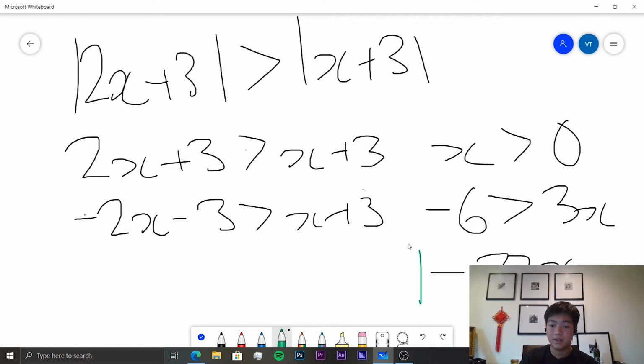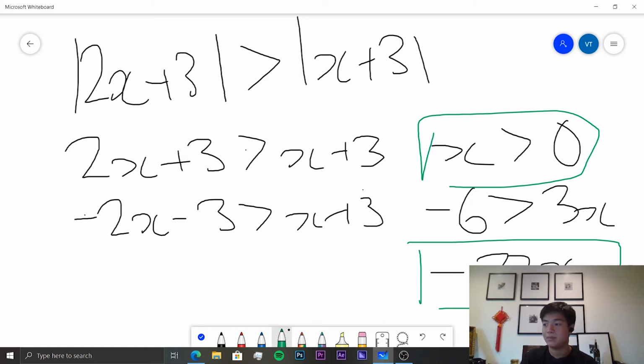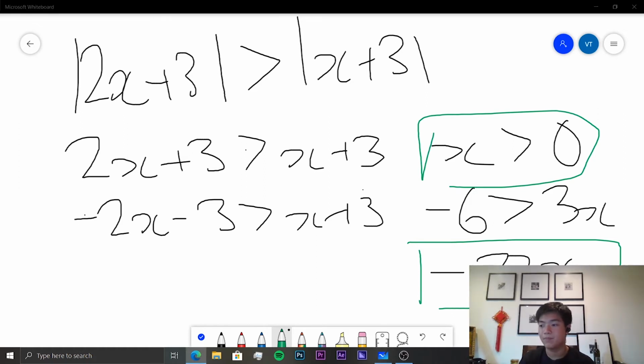So these would be our two answers, I believe. So as long as x is greater than 0 or x is less than negative 2, then yeah. And I just checked it with the mark scheme, and it's also correct. So these are the correct answers.